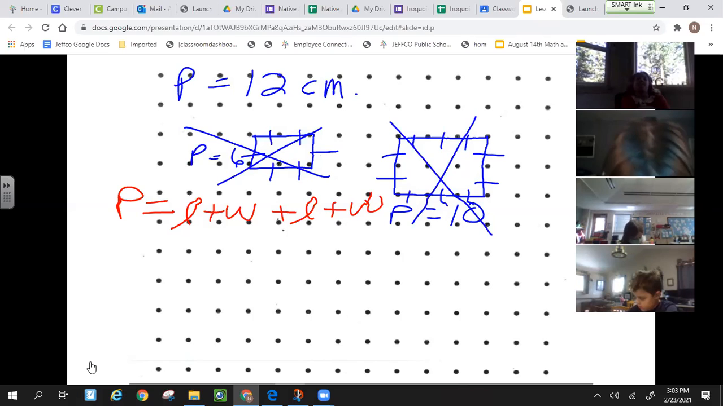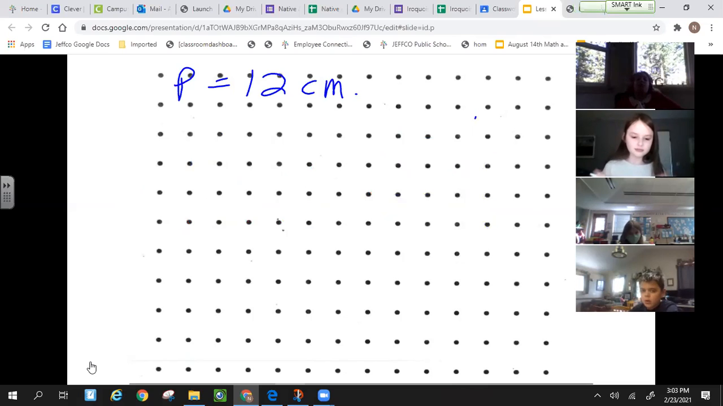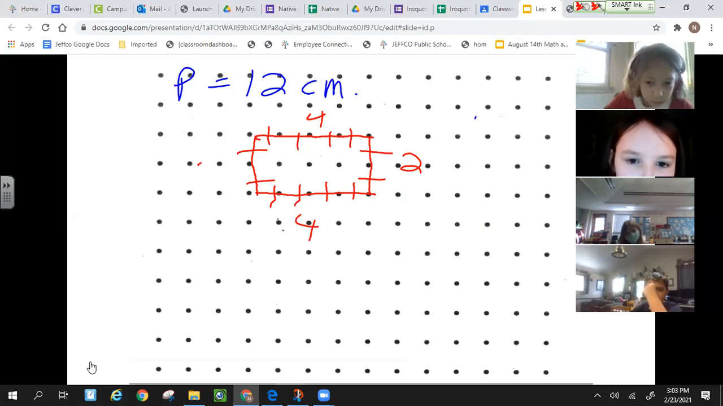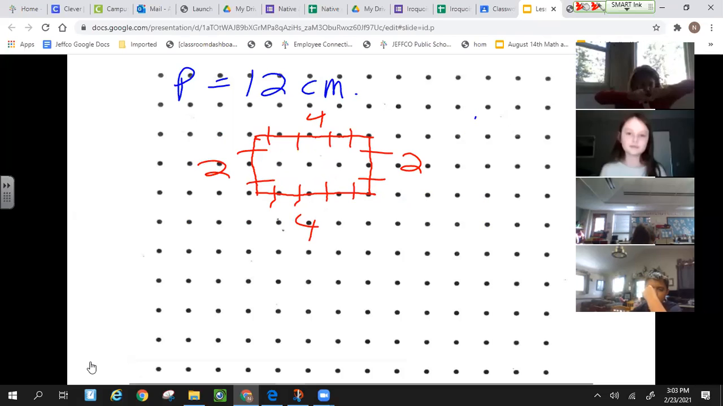So let's draw. And Astria, make sure I'm doing this right. Okay, this is what I think Astria did. 1, 2, 3, 4. Down 1, 2. 1, 2, 3, 4. Up 1, 2. So you have 4 here, 1, 2, 3, 4, then 1, 2, then 1, 2, 3, 4, and 1, 2. And if you add that all up, 4 plus 2 is 6. 4 plus 2 is 6. 6 plus 6 equals 12.